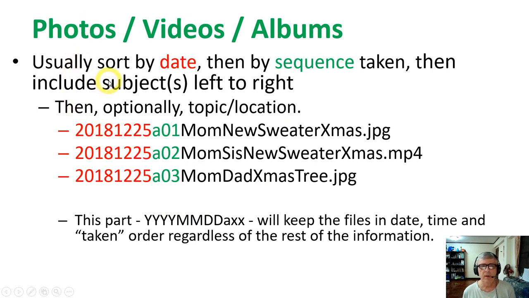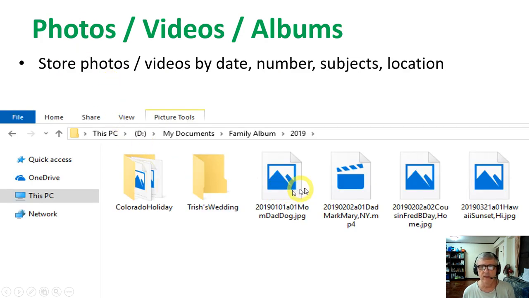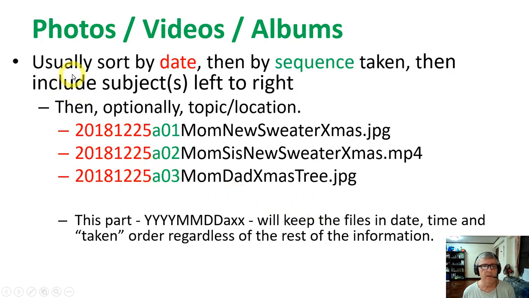Okay, so when we're going to name the files, like these files out here, we usually want them sorted by date. So we want to know this happened on a certain date, and then which picture came first, and then what subjects are in those pictures. And then perhaps we want to keep the topic and the location. So in this case, we have 2018-12-25, which is obviously Christmas of 2018. The next thing, this used to be called a roll number in the old days when we had film. This was the roll of film it was on, and then this would be the sequence number. So this would be roll A, and then this would be the first picture of roll A.